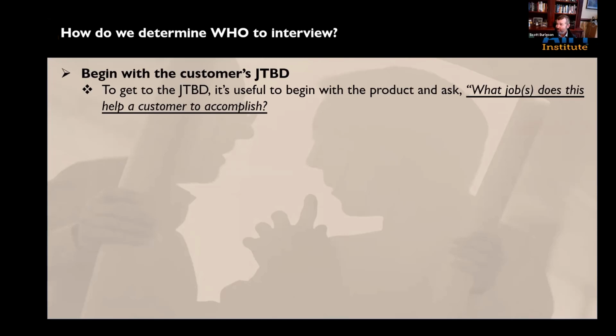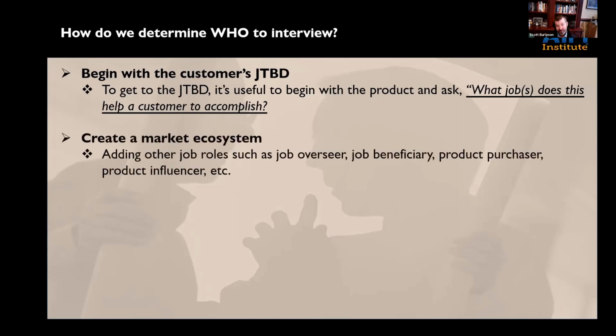And by the way, normally we begin with going over the Blue Help article. So everything I'm going to go over today is in the Blue Help article, but we're just going to walk through that beat by beat with this presentation. So we're going to begin with the customer's job to be done, right? With the job to be done, you're going to hear me say this a lot today. By getting with the task, the next question is, who is it that's accomplishing this task? That's going to take us to the who. Once we have that job to be done, we're going to create a broader market ecosystem, adding other roles like job overseer, beneficiary, product purchaser, product influencer, etc.